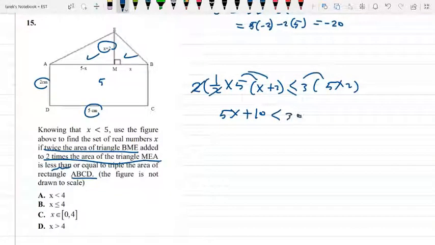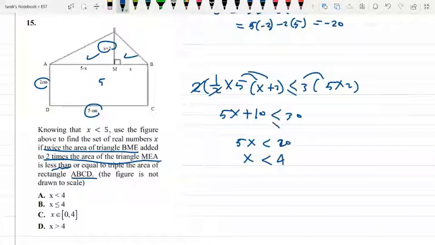Okay, and then 5x plus 10 less than or equal to 30, so 5x less than or equal to 20, so x less than or equal to 4. If x is less than or equal to 4 but does not include negative numbers, because you cannot include a negative number in the length of the rectangle, so it is from 0 to 4.